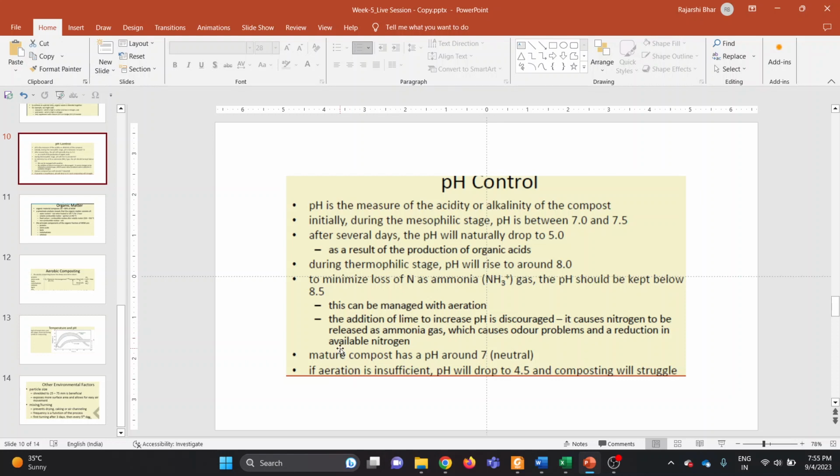Then mature compost, which is already prepared, has a pH of around 7, that is neutral. And one note: if aeration is insufficient, then the pH will drop down to 4.5 and the composting will struggle. Why is this? The pH drops to 5 or around 4.5 or below when more and more acids are being formed. These acids kill off the useful bacteria, the aerobic mesophilic bacteria that help in composting. That is why the quality of the compost also degrades. So these are a few of the points.